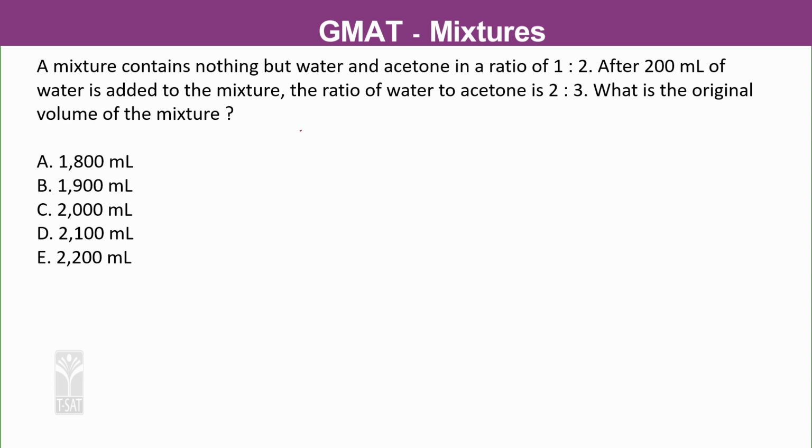Okay. So, the original mixture has water and acetone in the ratio of 1:2. Let us say water is x, then what will acetone be? Acetone will be 2x because it is in the ratio of 1:2. Now, 200 ml of water is added. So, to x, that is water, 200 ml is added, plus 200, and after this the ratio of water to acetone will become 2:3.